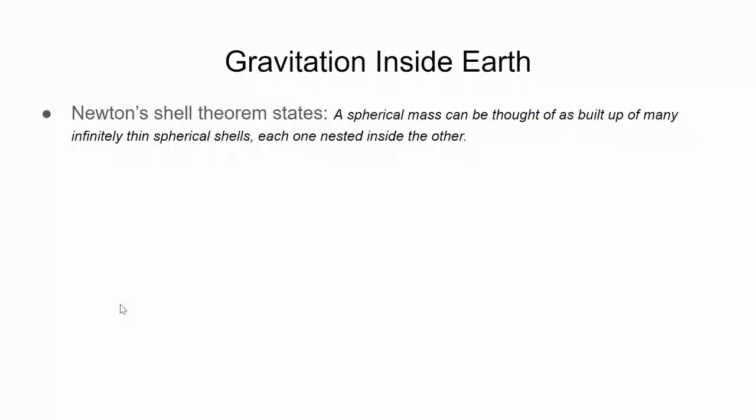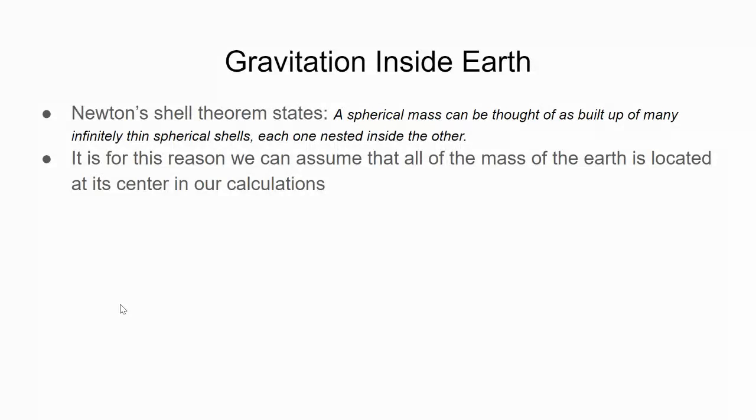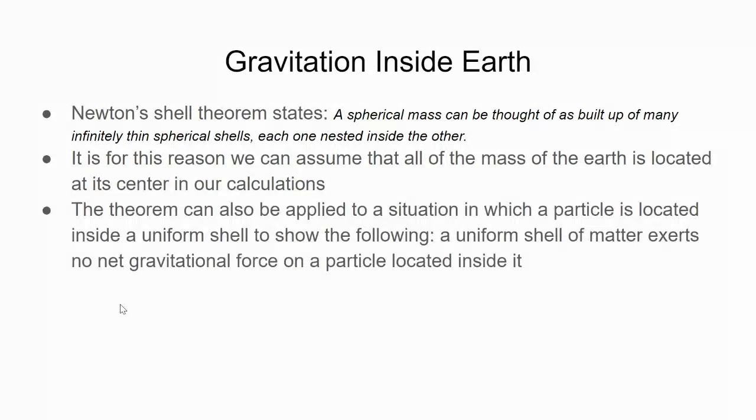Now let's switch gears a little bit and talk about the gravitation inside the Earth. Before we do that, we have to talk about a theorem from Newton called Newton's shell theorem. What this theorem says is that a spherical mass can be thought of as built of many infinitely thin spherical shells, each one nested inside the other. It's for this reason that we can assume that all of the mass of the Earth is located at its center in our calculations. Now, this theorem can be applied to a situation in which a particle is located inside a uniform shell to show the following.